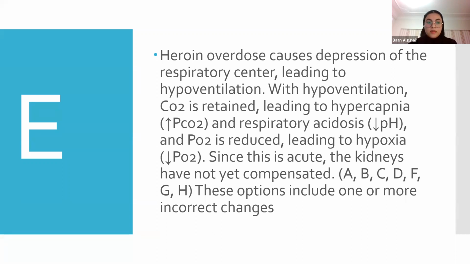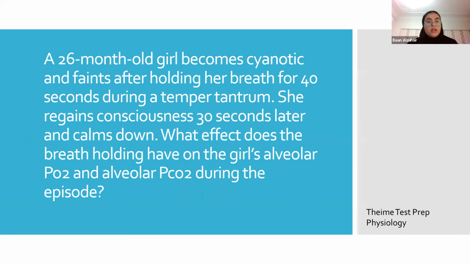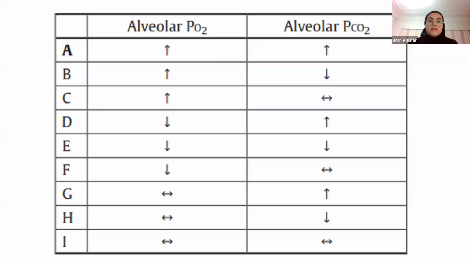Okay? Last question. A 26-year-old girl becomes cyanotic and faints after holding her breath for 40 seconds during a temper tantrum. She regains consciousness 30 seconds later and calms down. What effect does the breath holding have on the girl's alveolar O2 and CO2 during the episode? Okay, O2, CO2, and she's holding her breath. She's not breathing. This is the table. What do you guys think?